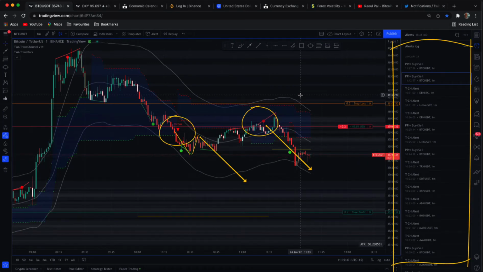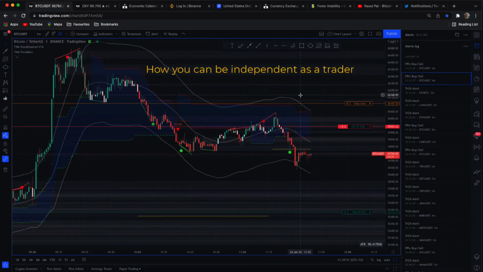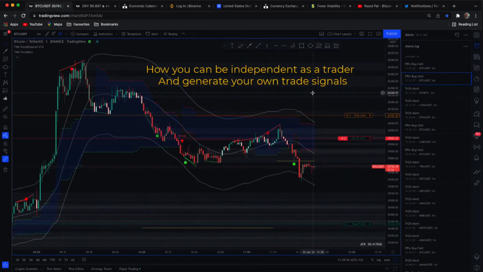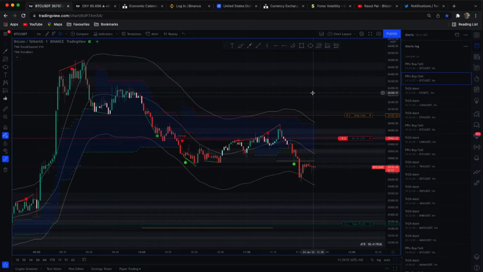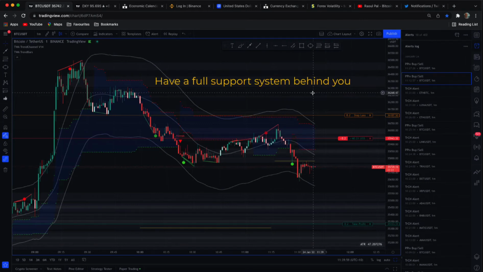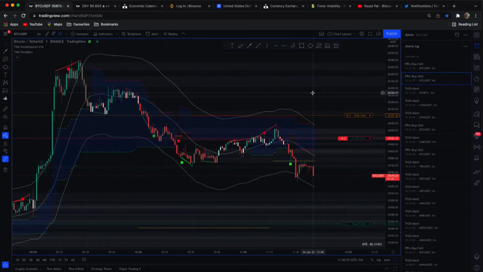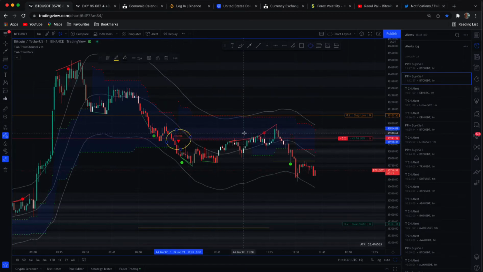So what I'm going to do in the video is show you how you can be independent as a trader, generate your own trade signals, and more than that, have a full support system behind you. So without further ado, we'll get into the video. We're going to look at the trading strategy, the system, how the trade signals work, and later on in the video, I'll give you my Bitcoin price prediction, and I'll steer you in the direction of some other YouTubers that I can definitely recommend. So let's have a look at the signals.